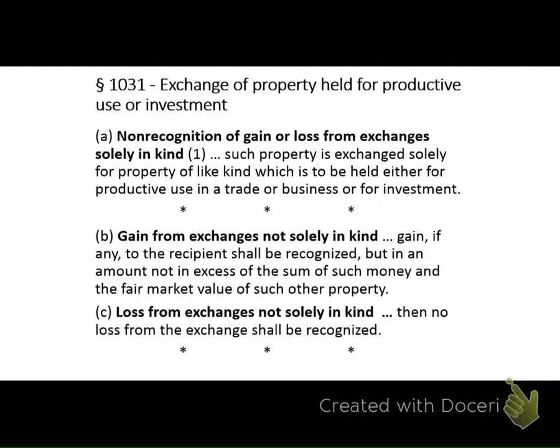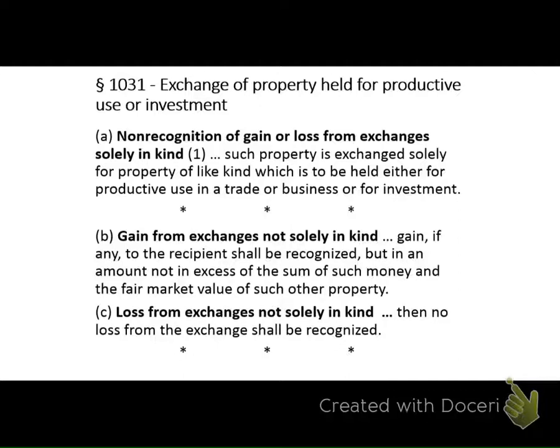So when we're talking about B and C type transactions, gains from exchanges not solely in kind, and losses from exchanges not solely in kind, then we're switching properties and we're throwing in something else, that boot that we mentioned before. So if we're throwing in something else, we're going to need to recognize some gain. We're going to recognize gain to the extent of the fair market value of the other property received. If we have an exchange not solely in kind, and we would otherwise recognize loss on the exchange, you can't recognize the loss from the exchange.